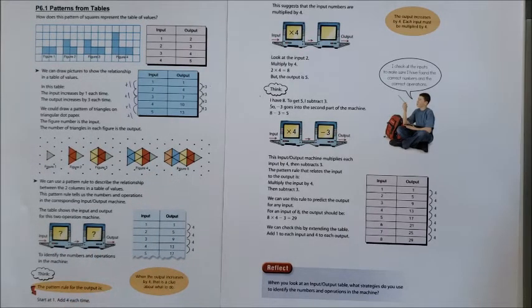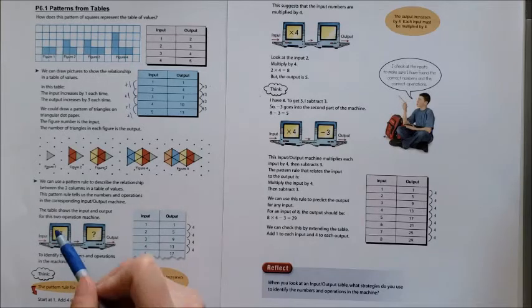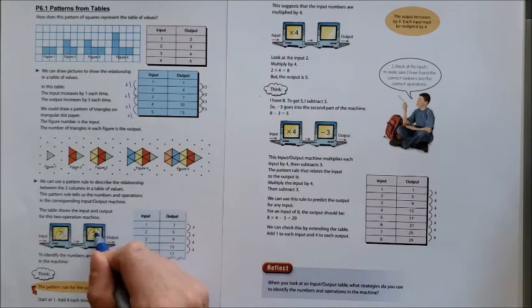So we can use a pattern rule to describe this relationship between the 2 columns. This pattern rule tells us the numbers and the operations in the corresponding input-output machine. Last lesson, you were given an understanding of what the input-output machine was doing to each number. If we have the table, we can actually work backwards to find out what the machine was doing. So it's actually figuring out what goes in these 2 spaces.